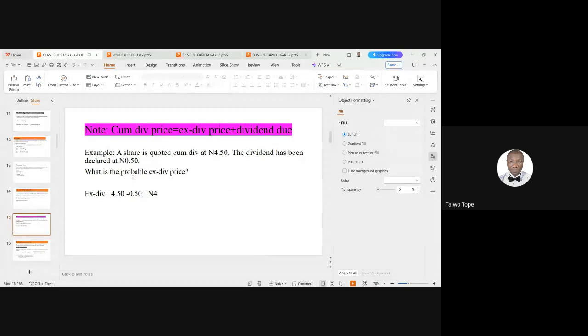This is just a simple example that a share is quoted cum div at 4 naira 50 kobo. The dividend has been declared, 0.5. So to get your ex div, it will be 4.5 minus 0.5. You have your ex div because this is cum div. So the difference between cum div and dividend declared will give you ex div.